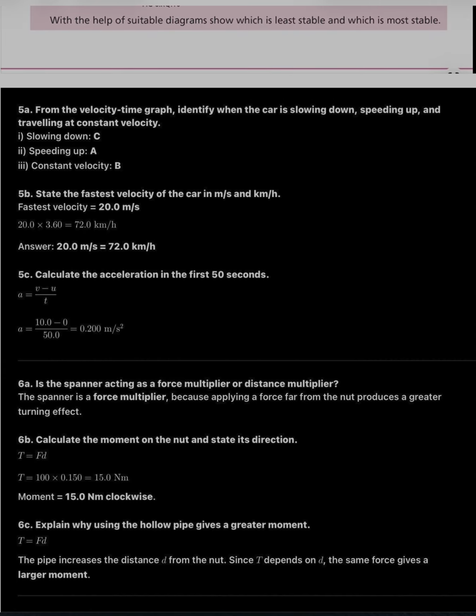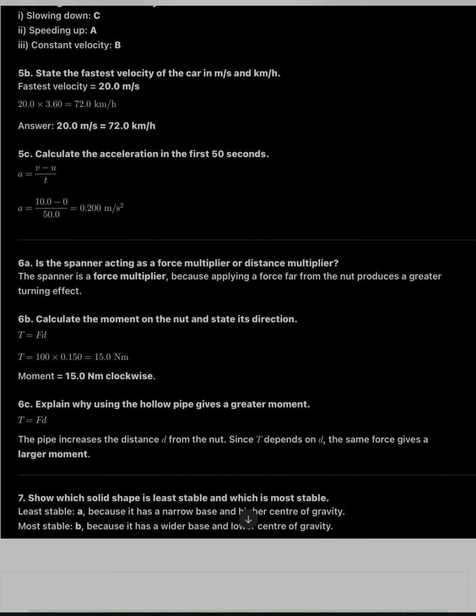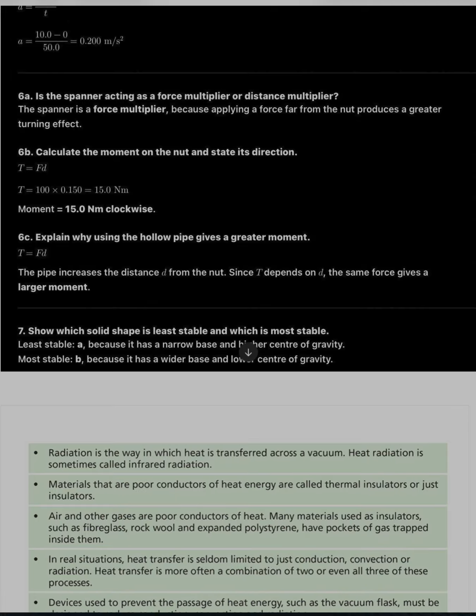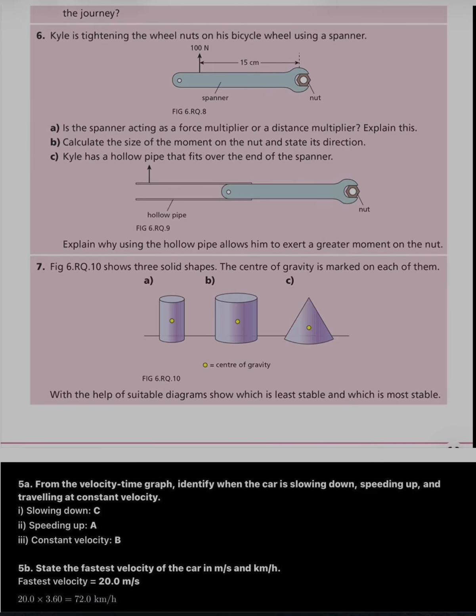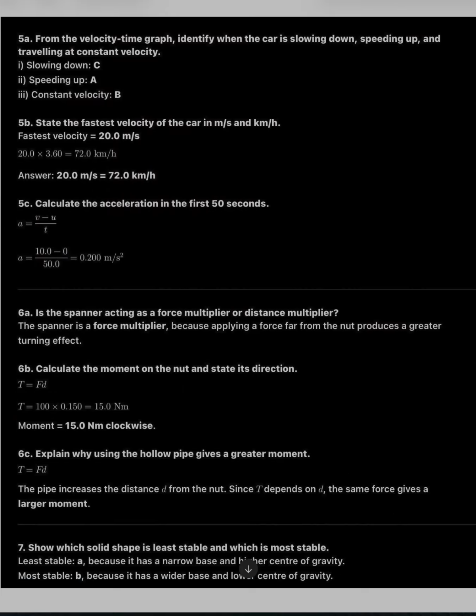6A. Is the spanner acting as a force multiplier or distance multiplier? The spanner is a force multiplier because applying a force far from the nut produces a greater turning effect. 6B. Calculate the moment on the nut and state its direction. T equals 100 times 0.15 equals 15 N m clockwise.